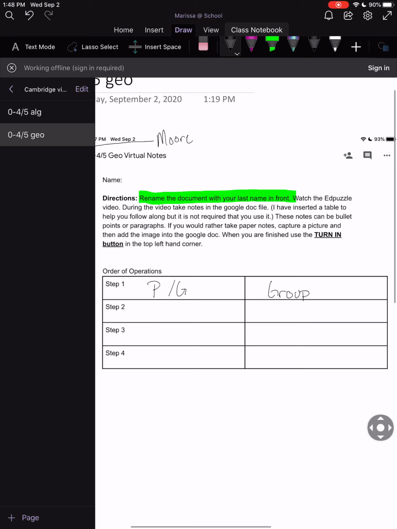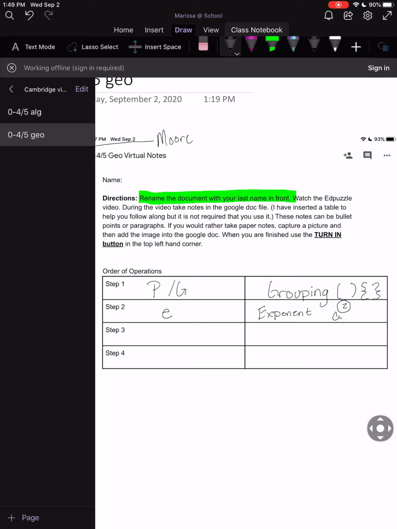P stands for parentheses. Step two is going to be your exponents or your powers. It's going to be that little number. So grouping, just for an example, is your parentheses or your brackets. E for exponents, those are your little numbers. So if I have something like a to the second, that 2 is an exponent.